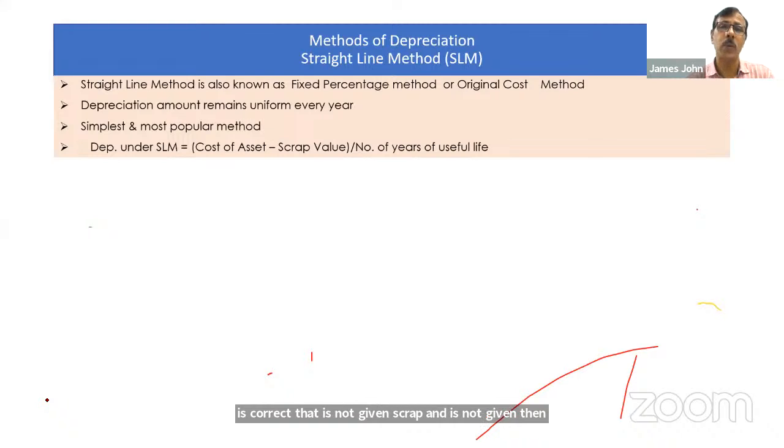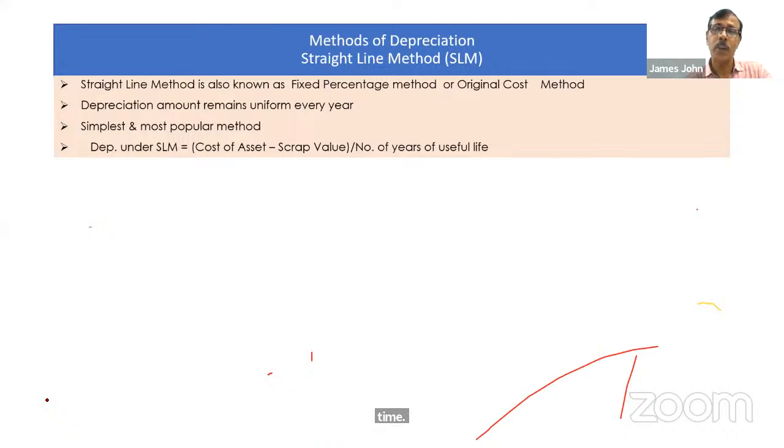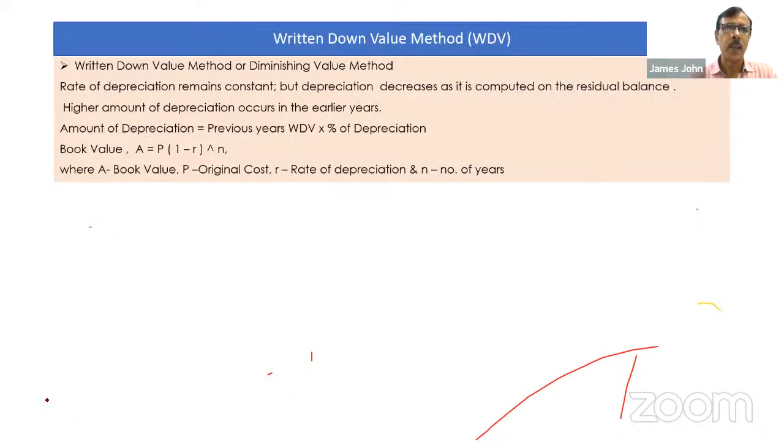So the original cost 1 lakh means 1 lakh by 5 means 20,000. So there the rate of depreciation is for 1 lakh you are providing 20,000. That means the rate of depreciation is 20%. In the previous example, you are providing only 16,000. So the rate of depreciation is 16%. Understand? Okay. Now, next is the written down value method.